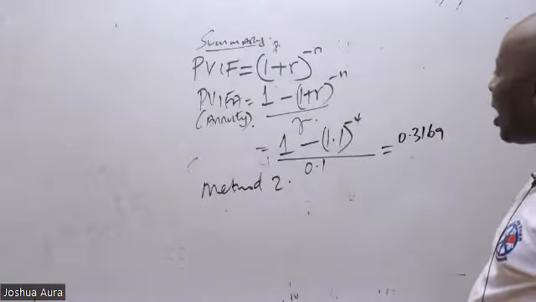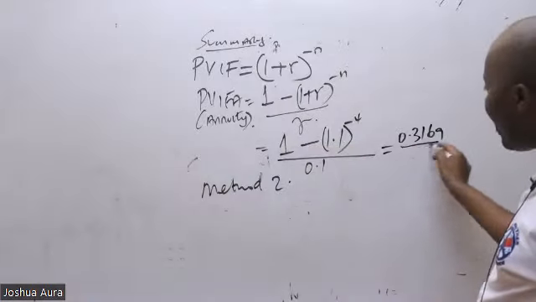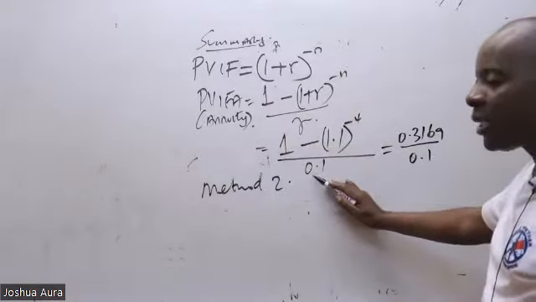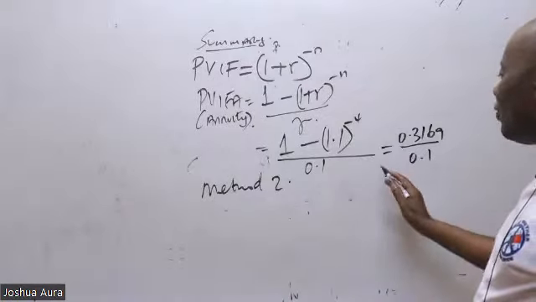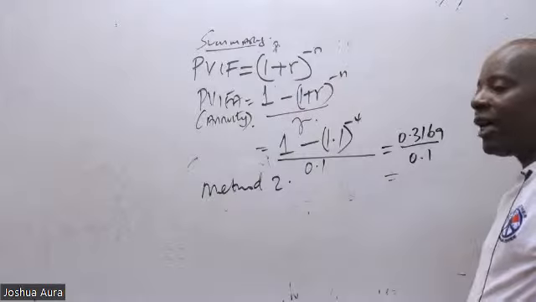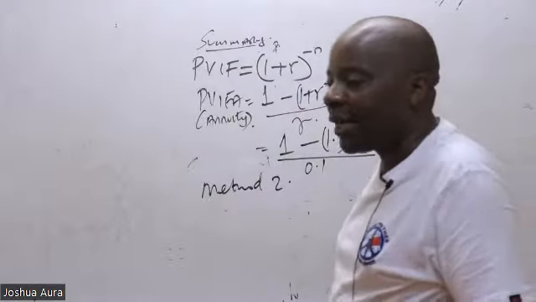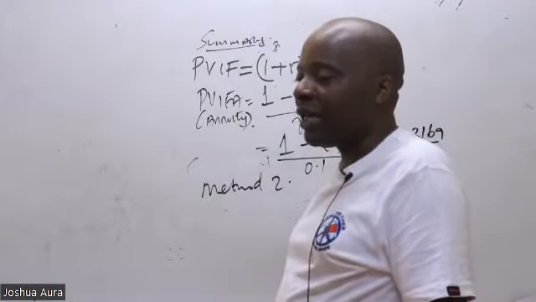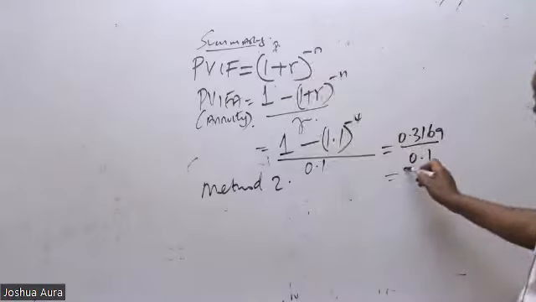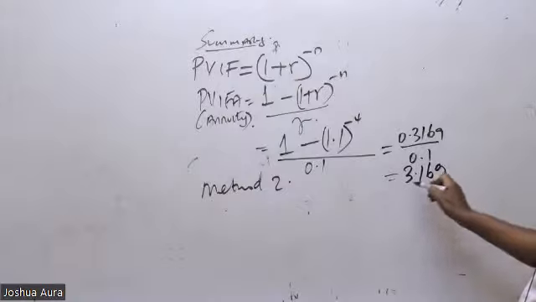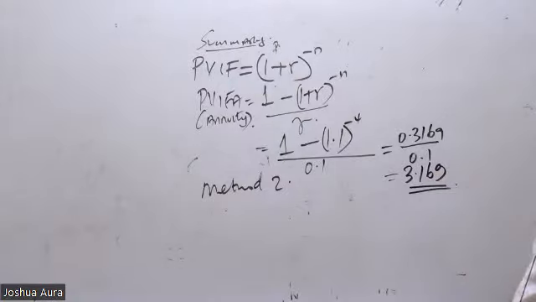And then now, after you get this figure, please divide it with 0.1. Can you kindly go ahead and divide it with 0.1? So when you do that, according to Veronica, we are getting 3.169. So I hope now all of us are together up to here. This is method number 2, a very important method.